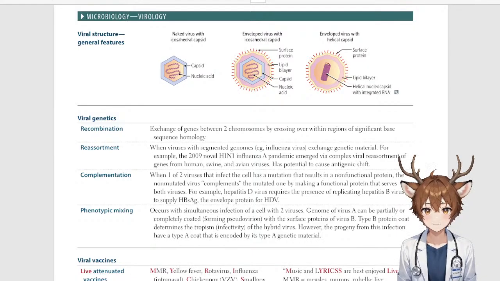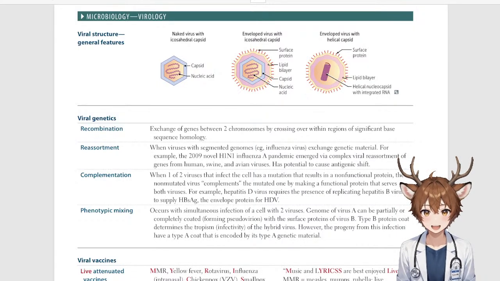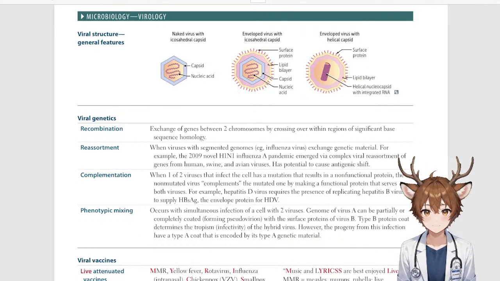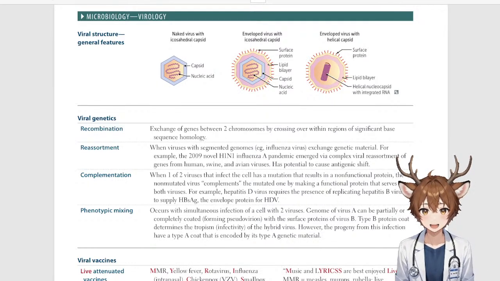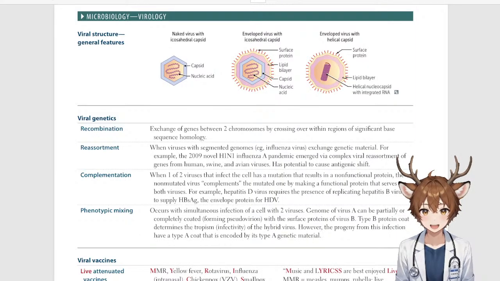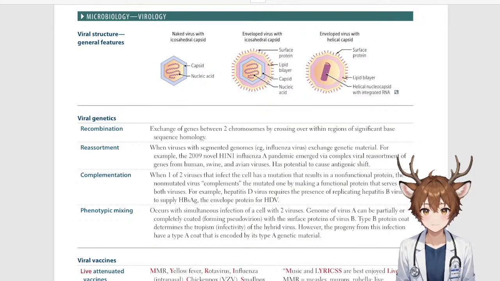Viral structure, general features. We have different kinds of structures. We have a naked virus with an icosahedral capsid. It's non-enveloped: you see the capsid and the nucleic acid. We have an enveloped virus with an icosahedral capsid: the nucleic acid, capsid, lipid bilayer, and surface protein. Then there's the enveloped helical capsid, which is a little bit different. It has a helical capsid with viral RNA, a surface protein, and a lipid bilayer.